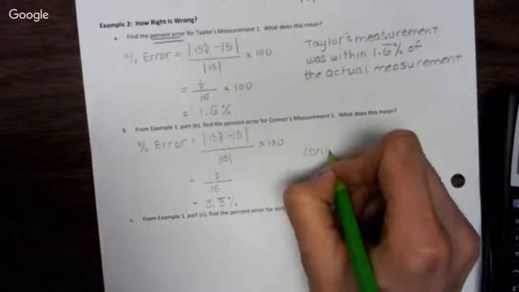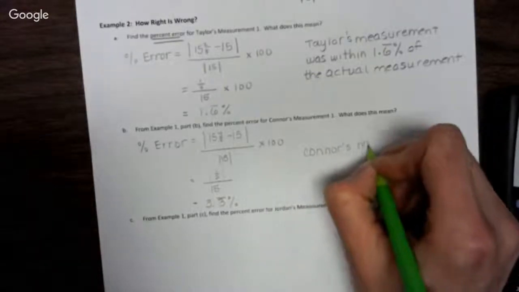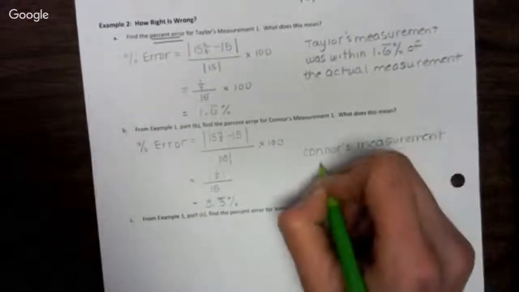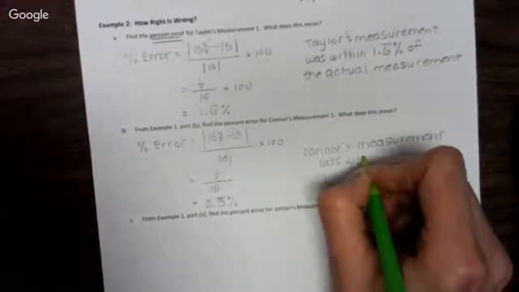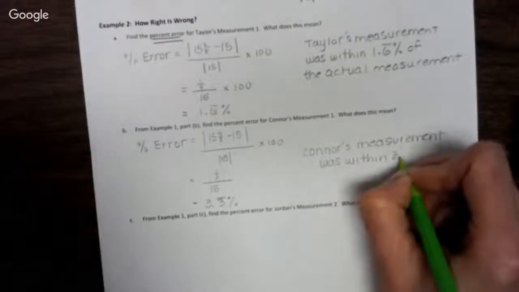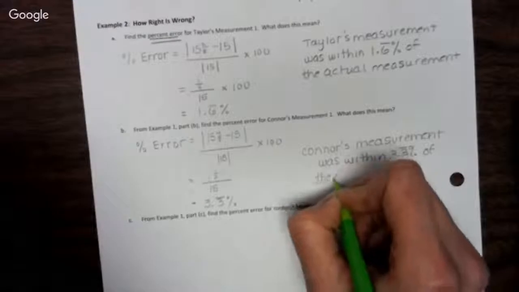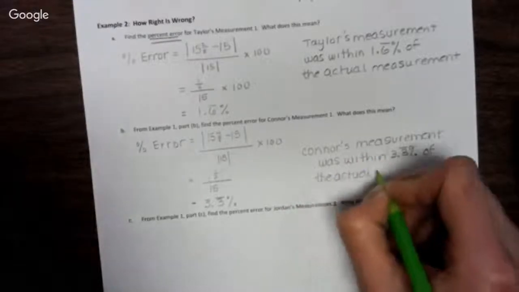So Connor's measurement was within 3.3 repeating percent of the actual measurement.